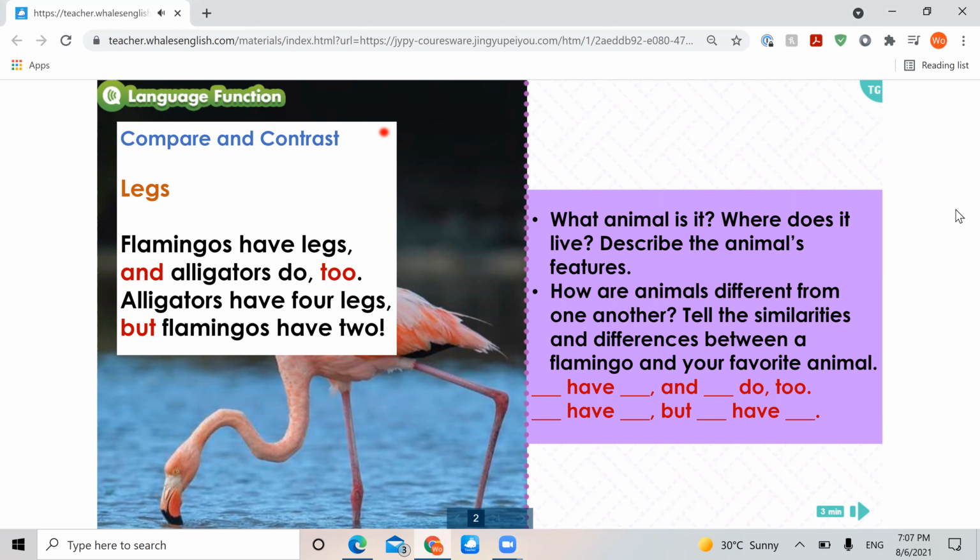Flamingos have legs, and alligators do too. Alligators have 4 legs, but flamingos have 2. Great. So, where does this animal live?